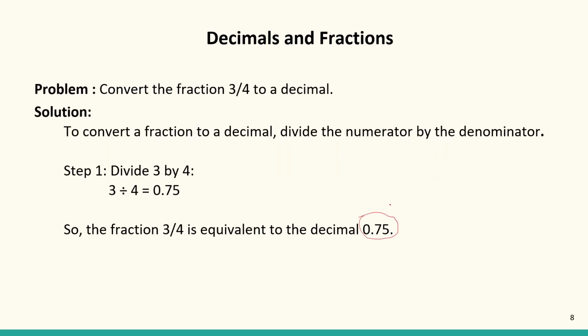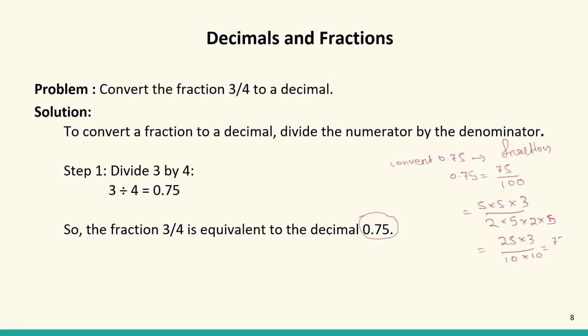If we were asked to convert 0.75 to a fraction, how can we do it? Let's see. If we are given 0.75, this is equal to 75 by 100. By doing prime factorization, we can write 5 into 5 into 3 over 2 into 5 into 2 into 5. So this is equal to 25 into 3 by 10 into 10.